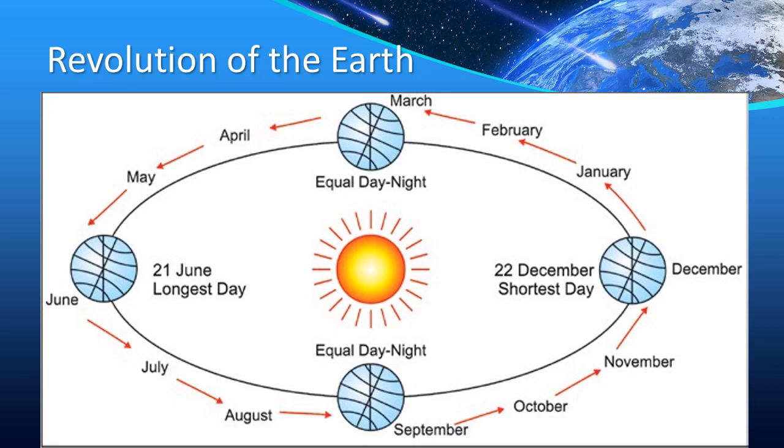After the equinox, the days are still getting shorter, and we have the shortest day in December, where on 22nd December it is the winter solstice, or the shortest day and longest night. After that, the days start getting longer, and we reach March, where we have equal day and night, or the March equinox.